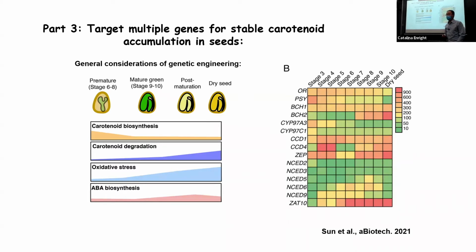So we want to increase the carotenoid content in seeds. Additionally, we want the carotenoids in seeds to be more stable during storage. So we investigated the carotenoid biosynthesis and degradation gene expression, and we have a general idea: we want to increase the carotenoid accumulation in seeds, meanwhile decrease the degradation and also fight against oxidative stress in the seeds during storage.